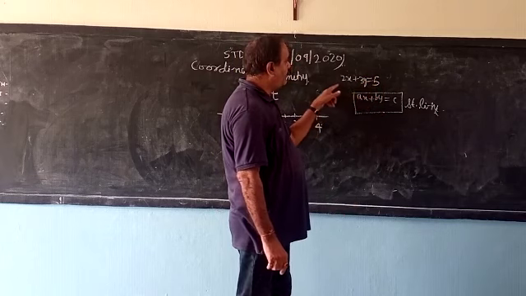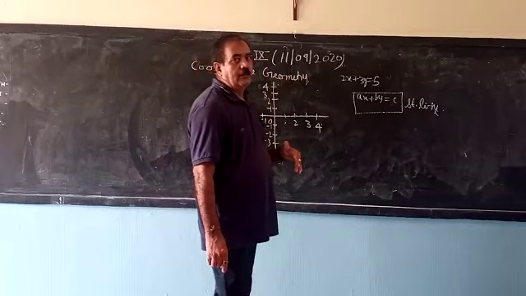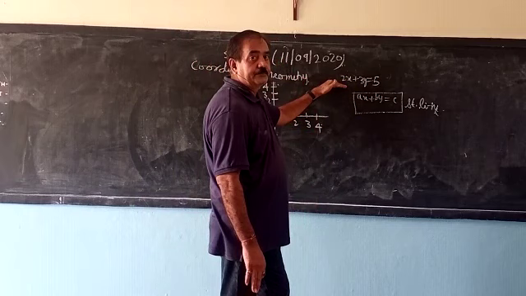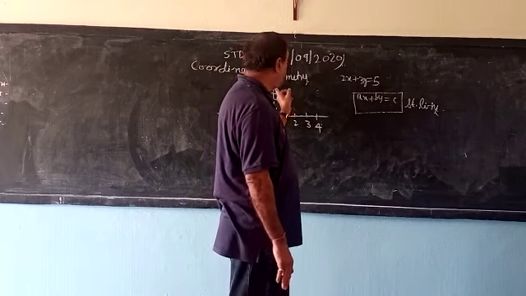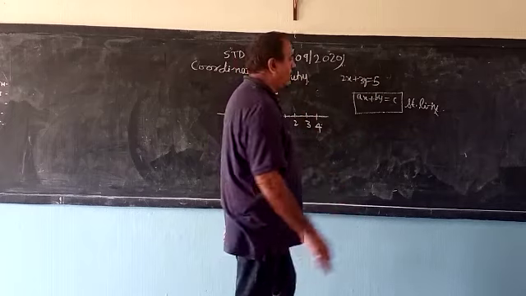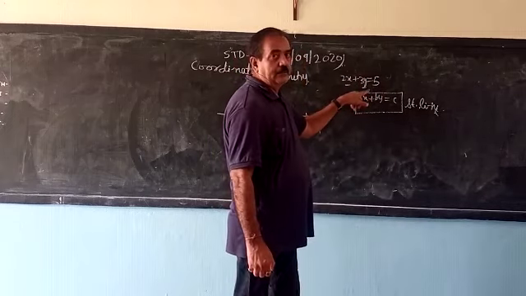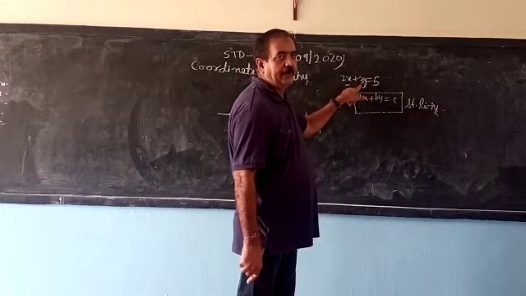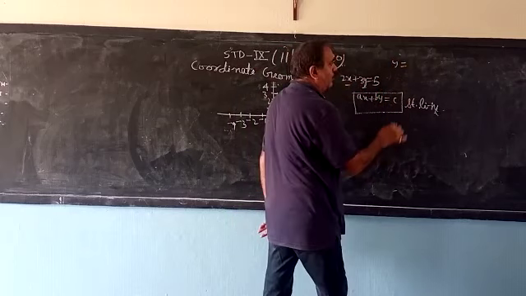Now we have to represent it on the graph. How to represent? First of all, we will find 3 coordinates of this equation, and those 3 coordinates we have to represent on the graph. How to find? Either you select x or y. Anyone you can select, it depends upon you. I am going to select y, and put the value of y, starting from 0.